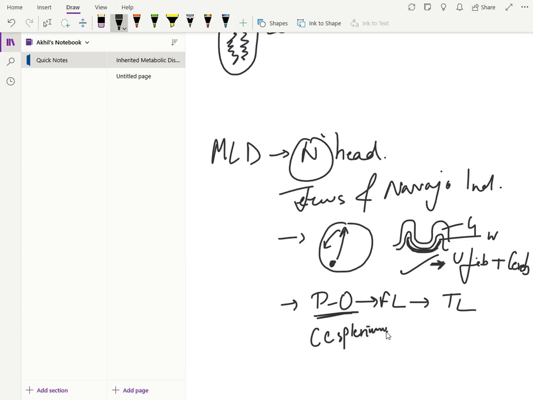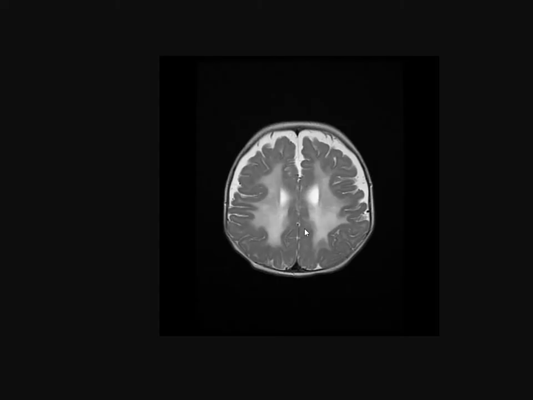Now let me just show you a picture. This is a classic metachromatic leukodystrophy, and you can see that the white matters are involved, but it spares the U fibers which are lining the subcortical area.